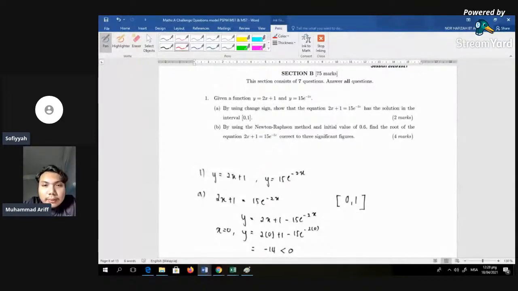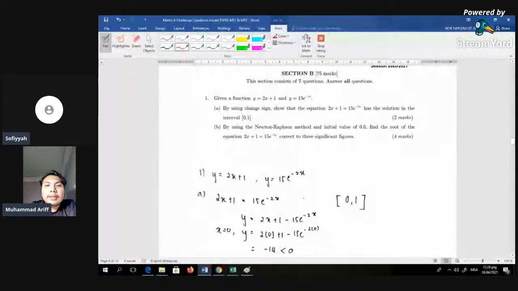Okay, hello. Untuk section B, soalan nombor 1. Soalan 1, dia beri function y sama dengan 2x tambah 1 dan y sama dengan 15 E kuasa negatif 2x. Untuk A, by using the change sign, show that the equation 2x plus 1 equal to 15 E of negative 2x has the solution in the interval 0, 1.